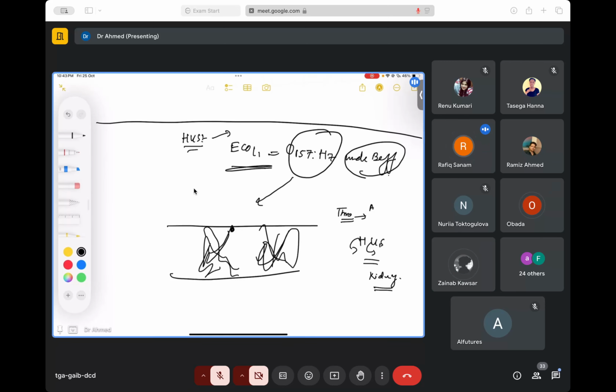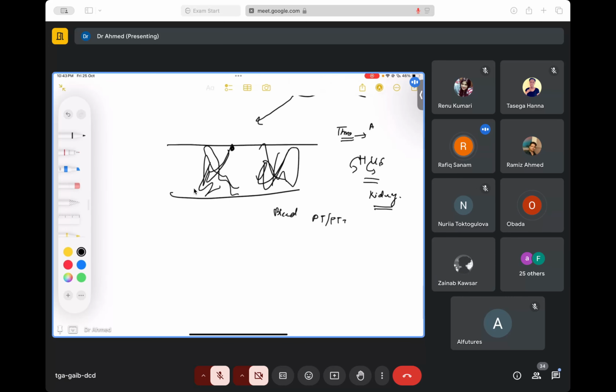Tell me what happens to the bleeding time if your platelets are consumed. Increased. What happens to the level of PT and PTT? They are all normal. We are also going to see schistocytes, right? Okay, now let's discuss some other conditions.